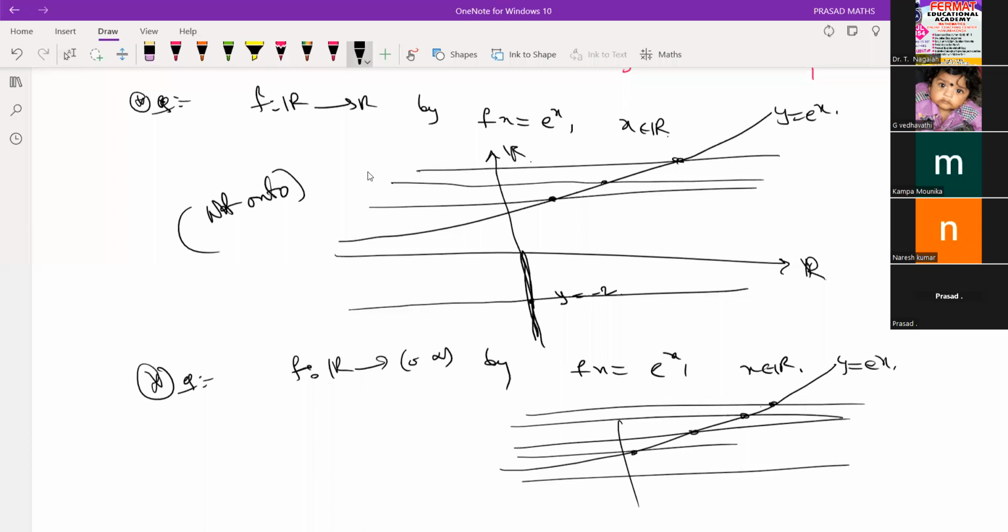Is it one-one? Yes, sir. One-one and onto. Of course, this is a bijection. We can talk about the inverse. That inverse is the log function. Of course, it is one-one and onto now only. Once it is one-one and onto, it is automatically a bijection. Right?